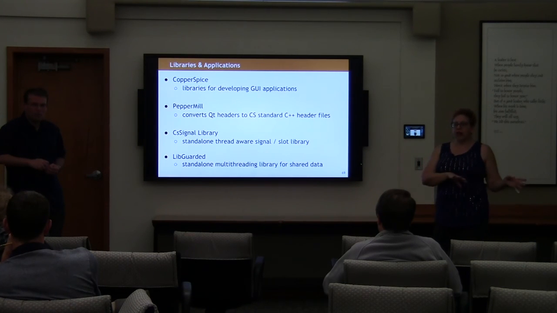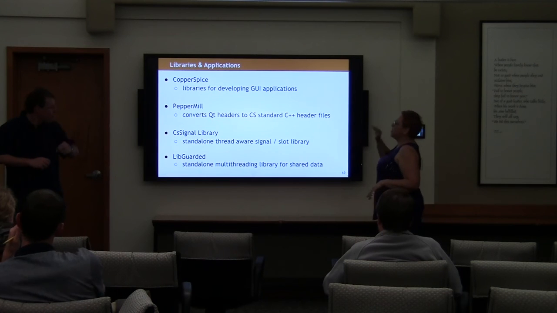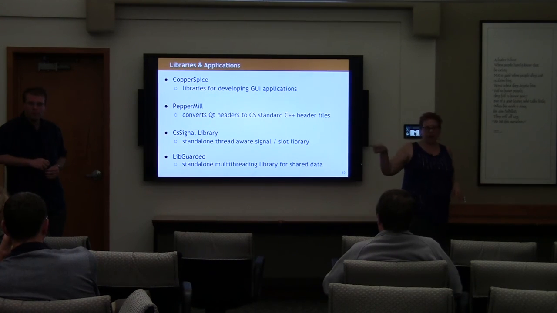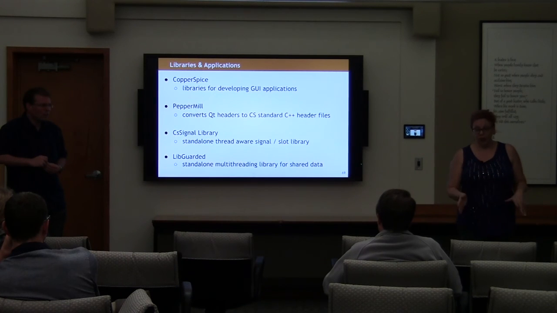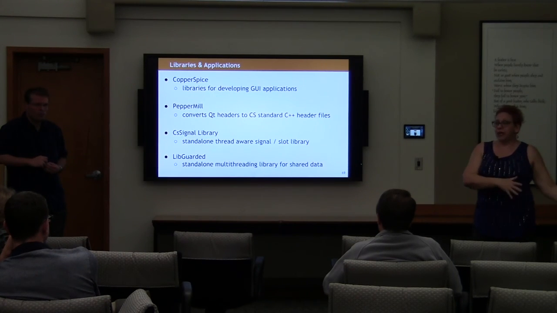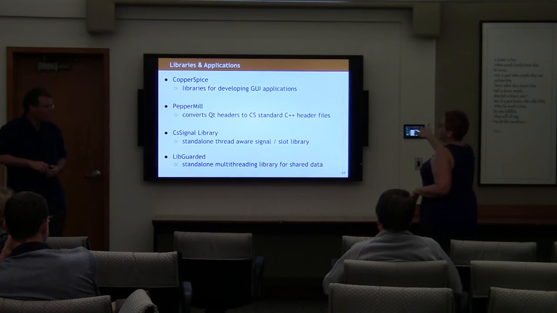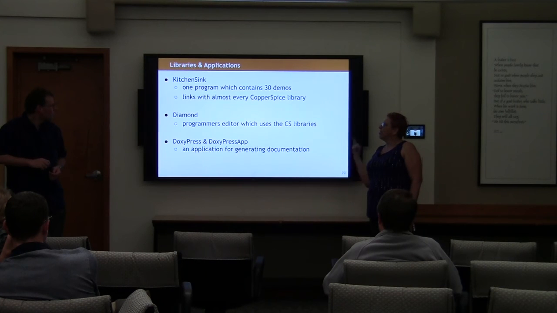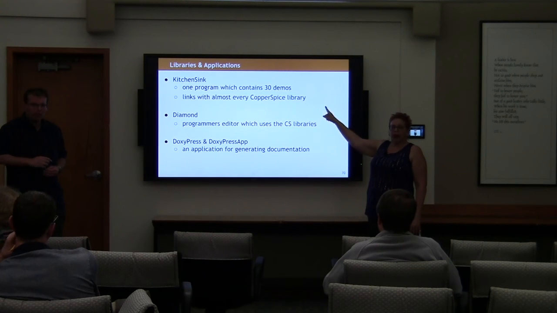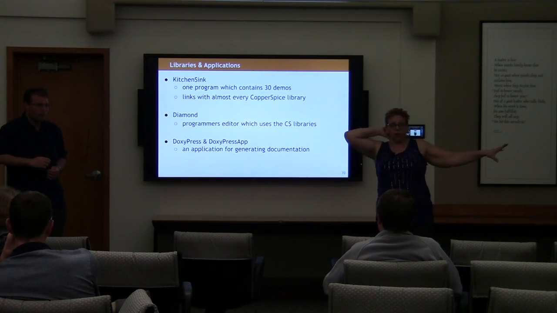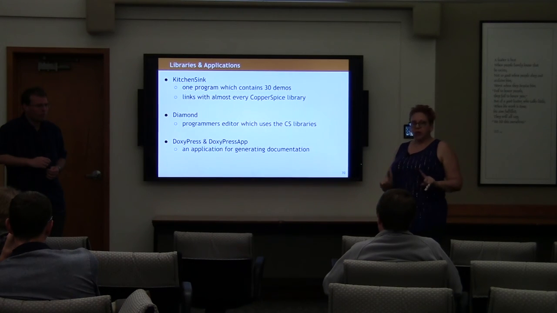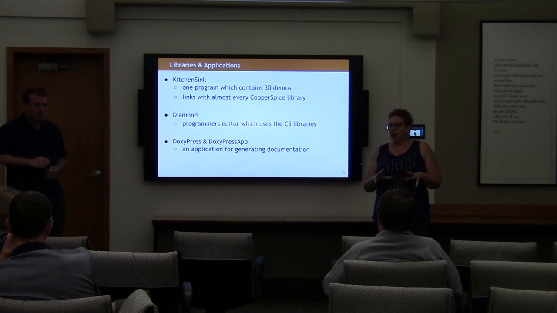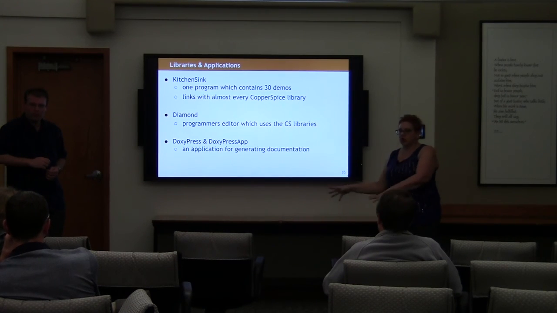So we have CopperSpice. If you're a Qt user and you say, ooh, want to switch over, but you didn't want to have to change everything, we have Peppermill. Peppermill is a parser that I wrote because I was not going to convert everything I needed from Qt to CopperSpice, and we've made that available. The signal slot library is what we've been showing. LibGuarded is Ansel's new library that he's going to show on Thursday. And if you're like, well, gee, I really don't know what Qt or CopperSpice could do, KitchenSink is a program. The 30 demos, some of them are straight out of Qt, others are ones I wrote. It's not optimized code, but it is just a set of demos that show we could just move it over and use it straight in CopperSpice.